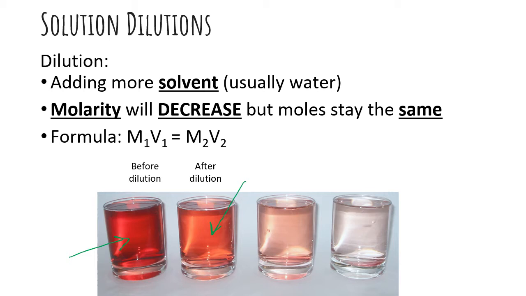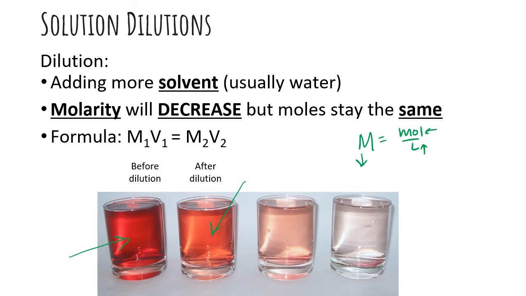So when we dilute something, we add more solvent. Remember, molarity is moles over liters. We're keeping the moles the same. I didn't add any Kool-Aid. I didn't add any solvent, or excuse me, solute. But I am increasing my amount of volume, and so my molarity is going to decrease.